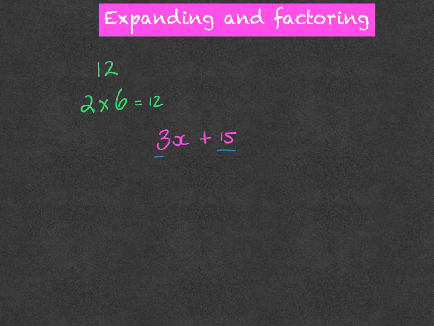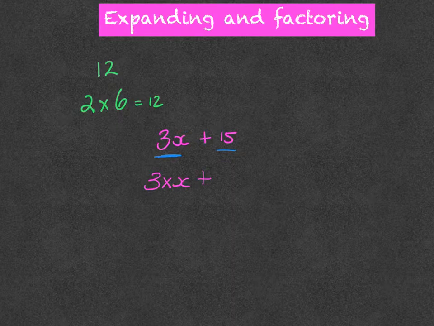So we would go 3 times x, because that's pretty much what this is. So we're just expanding it out first, okay? Plus, now to make 15, we could actually go 3 times 5, okay? Because 3 times 5 is indeed 15. So now we have expanded it out, we need to factorise it back in, okay? And this is how we do it.